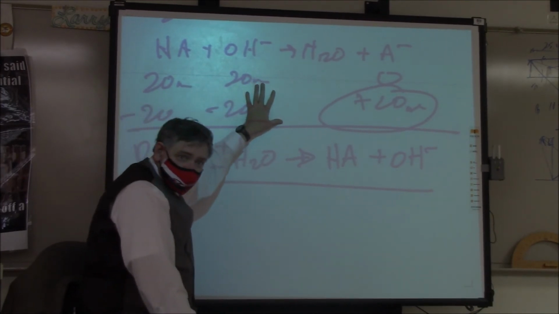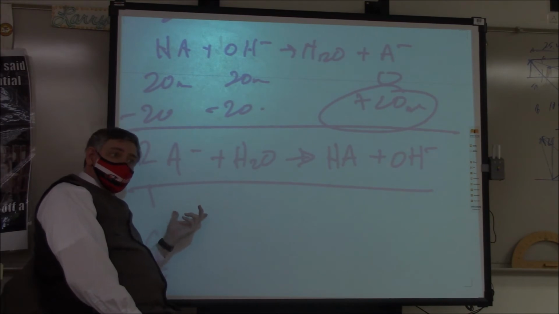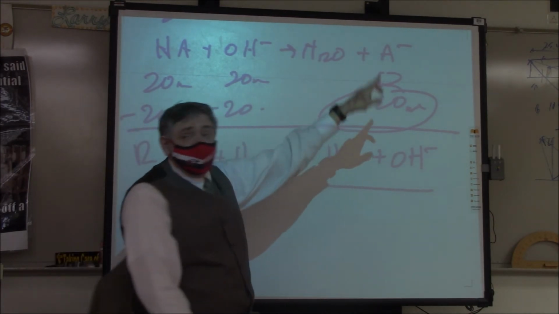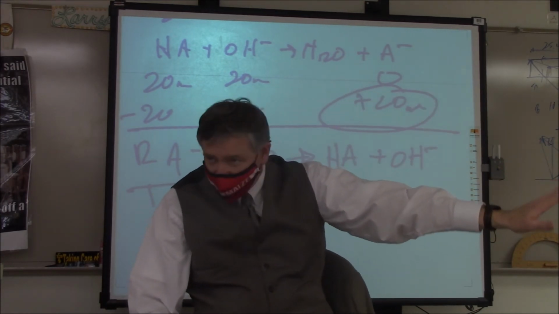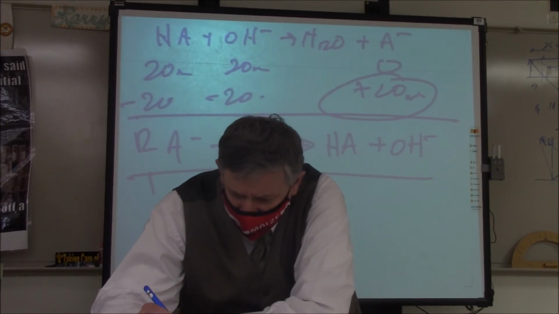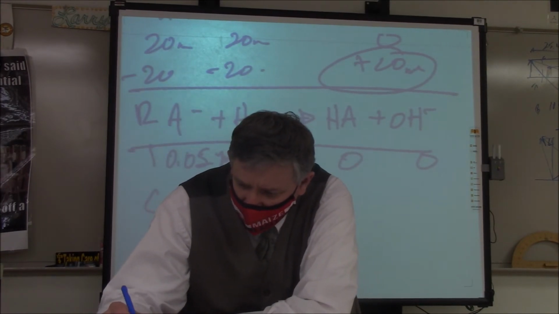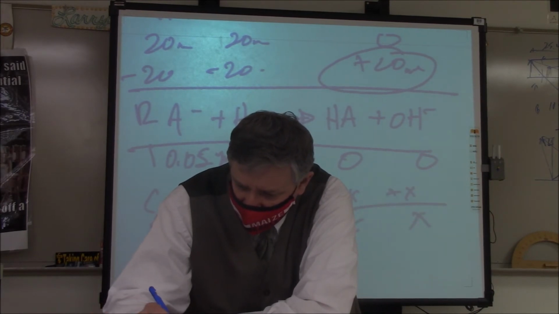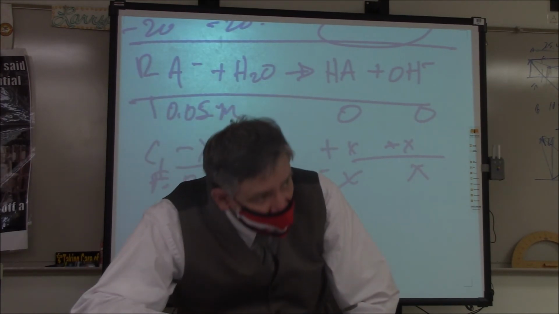Up here, we were working in stoichiometry, in the millimoles and mole mindset. Here, I've got to work in the molarity mindset. So I'm going to take 20 and divide it by what? What's the total volume? 400 milliliters. So we take 20 divided by 400 and get 0.05. That's my molarity. So 0, 0, minus X, plus X. I get X, I get X, and I get 0.05. But now, what do I have to use?